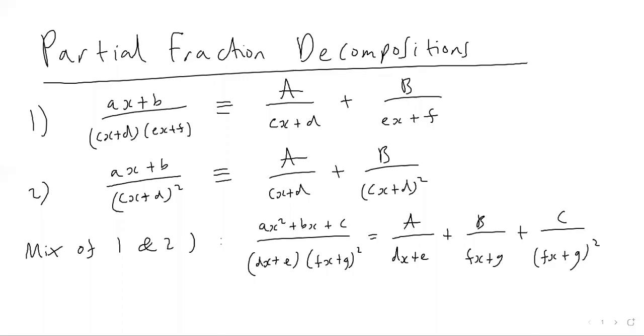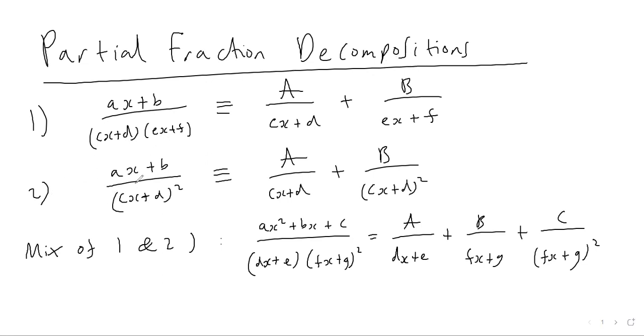Hello, so in the previous two videos, we looked at two examples of partial fraction decompositions. The first one, where you've got the product of two linear factors on your denominator, you can split up into two fractions like this, with a constant on the top there and a constant on the top there.